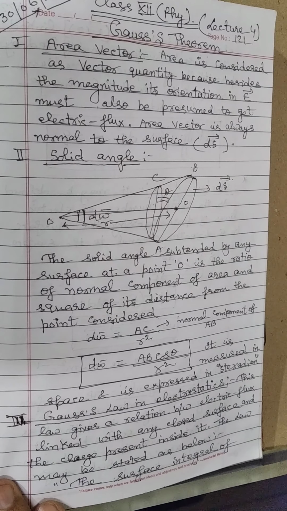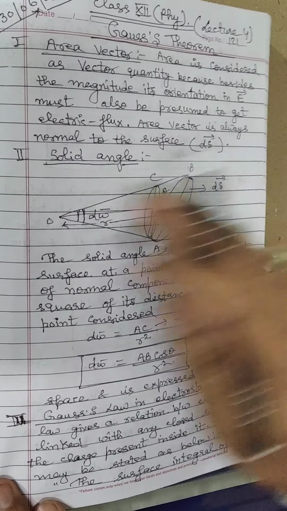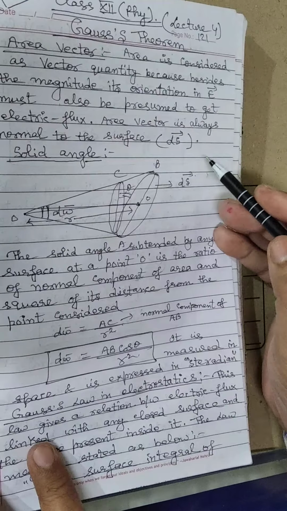Area, in the whole of electrostatics and in magnetism, is considered a vector quantity because we are considering its particular orientation, and its direction is always normal to the surface. That is why the area is considered a vector quantity.